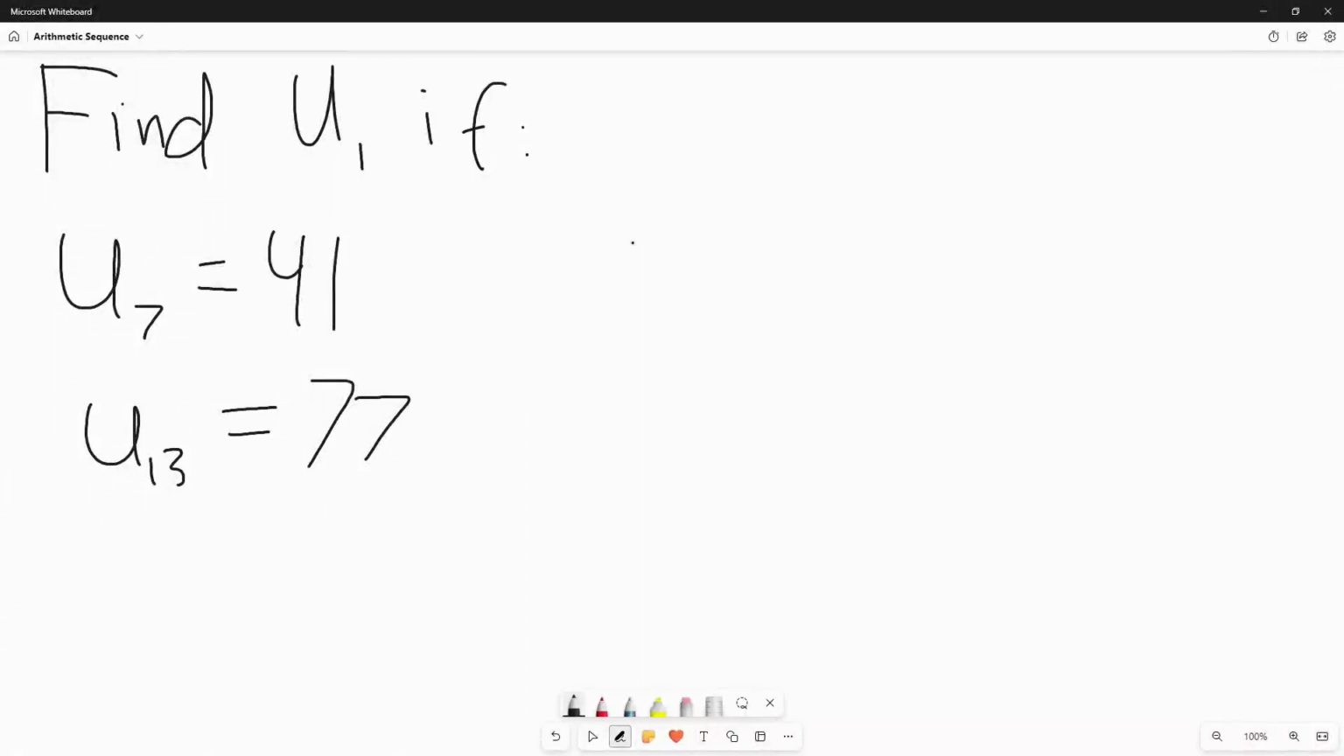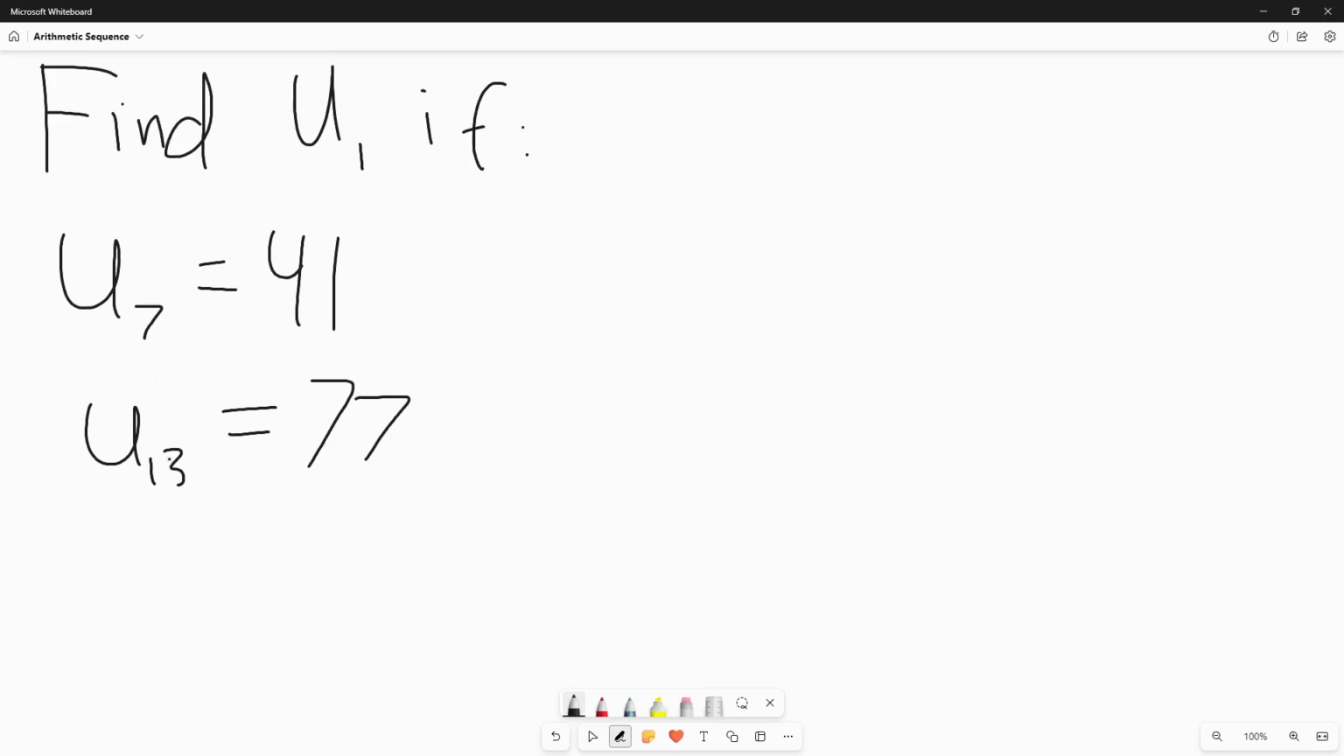Here's another practice problem. It's a little harder than the last one, but if you think you can do it, pause the video and try it. For this problem, you were given two terms in the sequence. You're asked to find the first term of the sequence. So here, we have u of 7, u of 13. We can use these two terms to find the difference between each term.